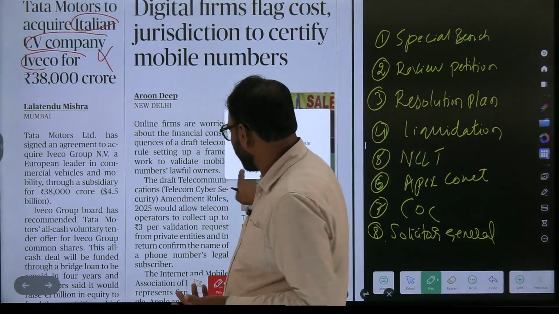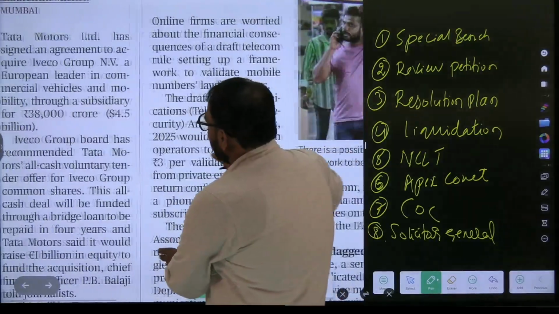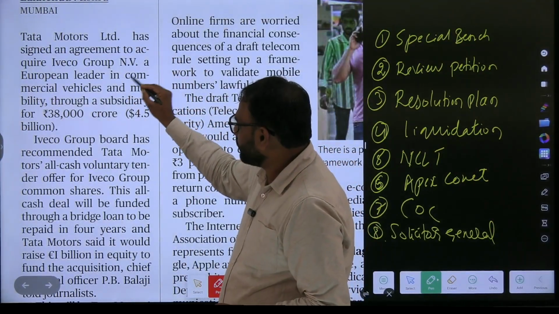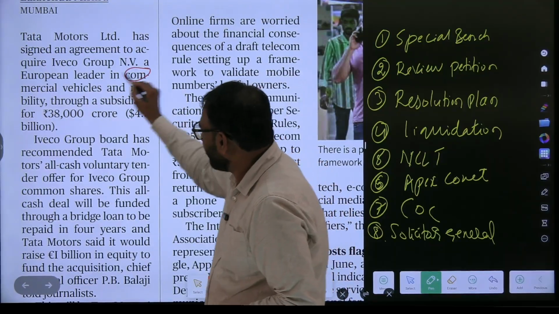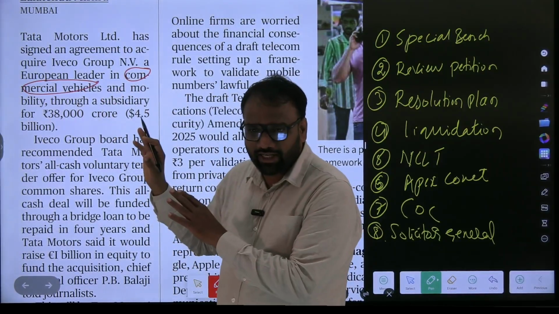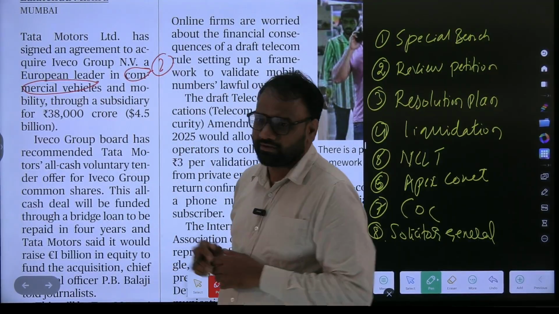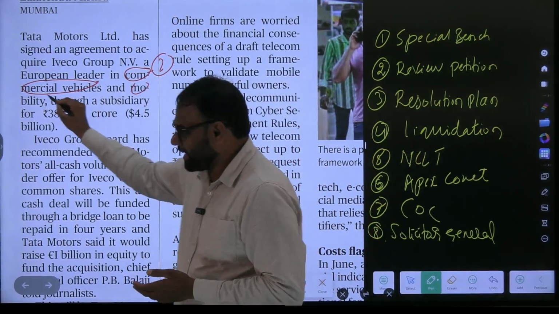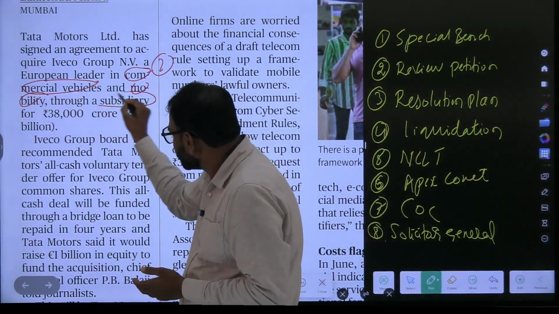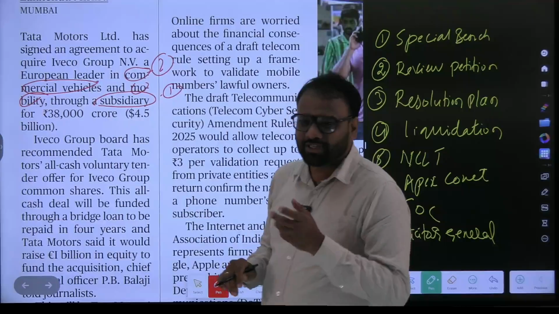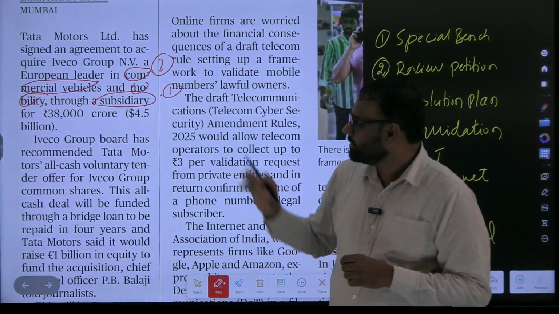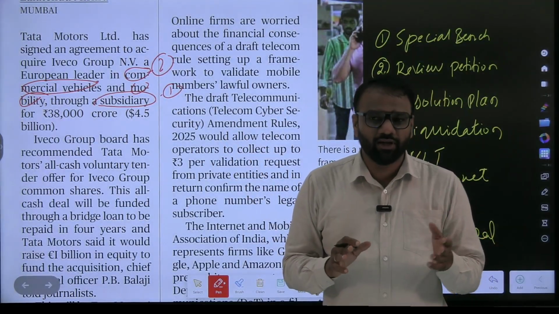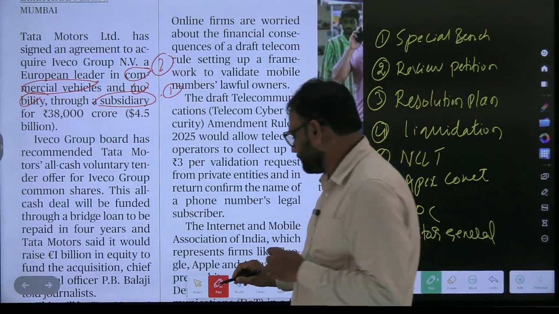Let's quickly go through the content. Tata Motors Limited has signed an agreement to acquire Iveco Group NV, a European leader in commercial vehicles. So what are commercial vehicles? We will not connect this article. What is a commercial vehicle? This we have to understand. Two-wheeler, what is a commercial vehicle? And mobility, what is mobility? Normal English word. Through a subsidiary, what is a subsidiary? These are keywords which you have to understand. What is meant by mobility? A company has a subsidiary. What do we understand by subsidiary?